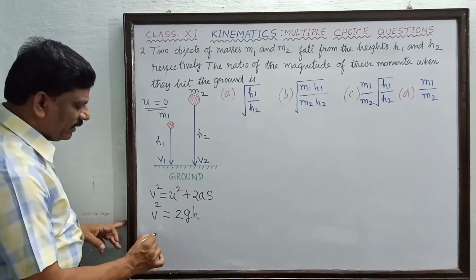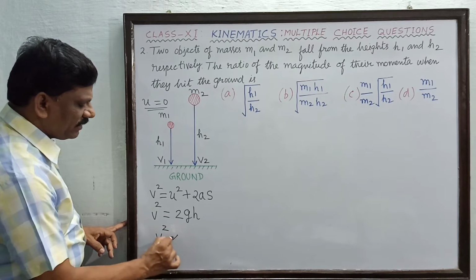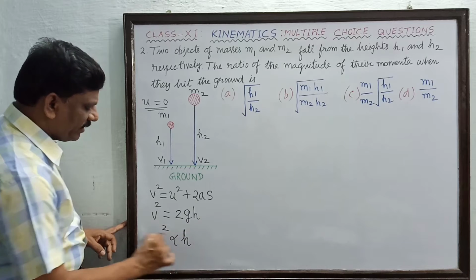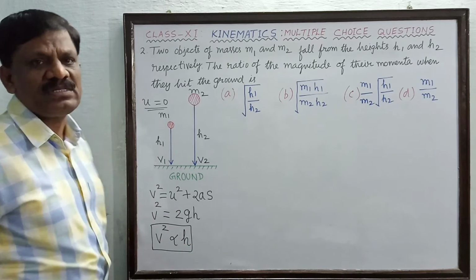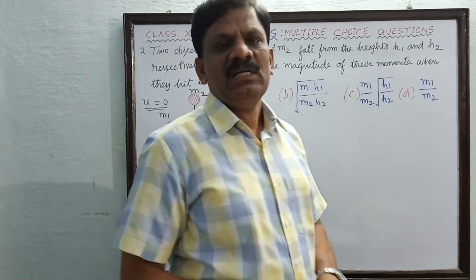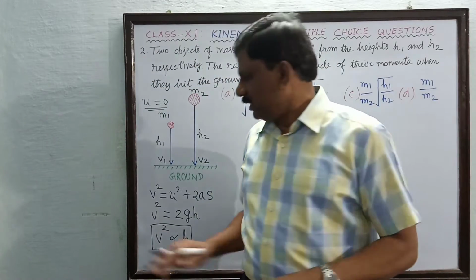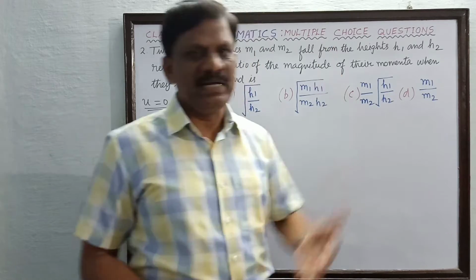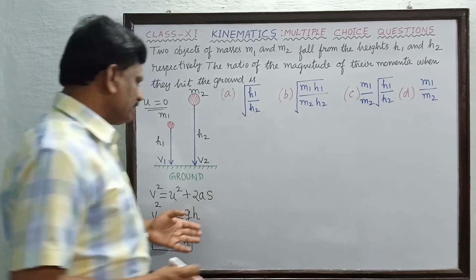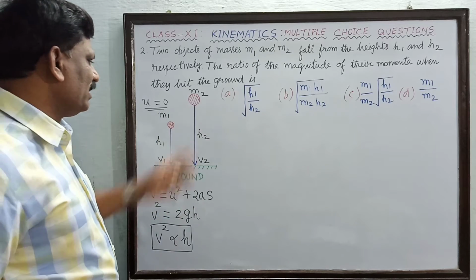So, I can write v square is proportional to h. So, this is the idea we are going to use in solving such problems. The square of the final velocity is proportional to the height. So, this height is different for the different masses.